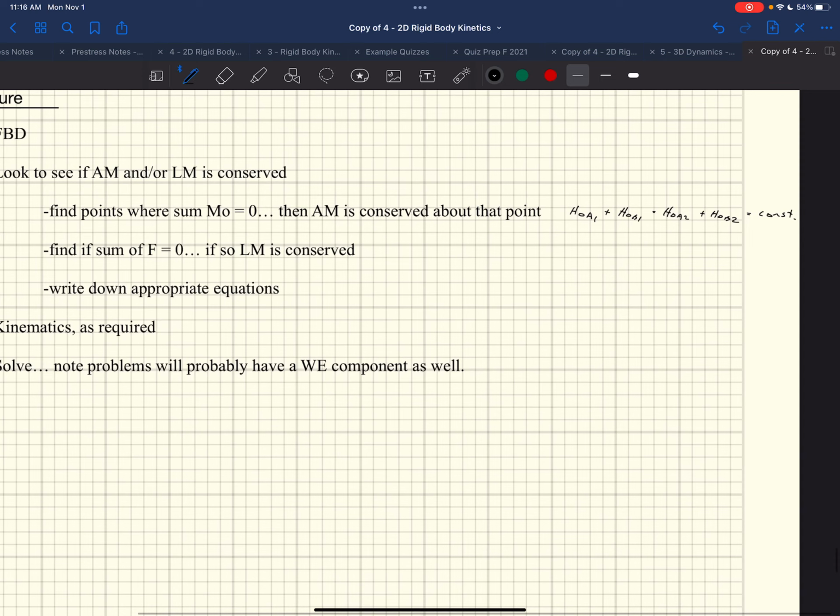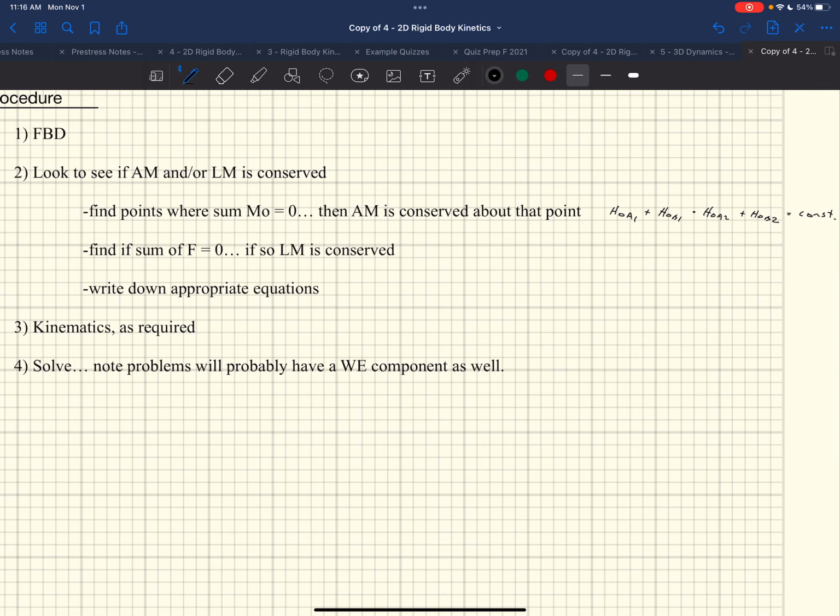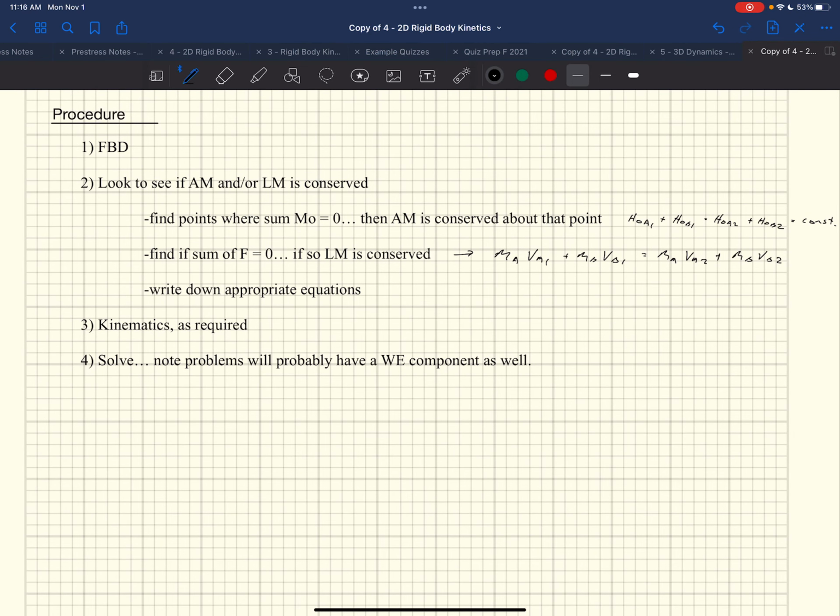E2. And sometimes you could say that that's equal to a constant. Right? If linear momentum is conserved, same as what we use for particles, with one exception, you do things based off the mass center. MA VA1 plus MB VB1 is equal to MA VA2. So use one of those equations or both if you can.